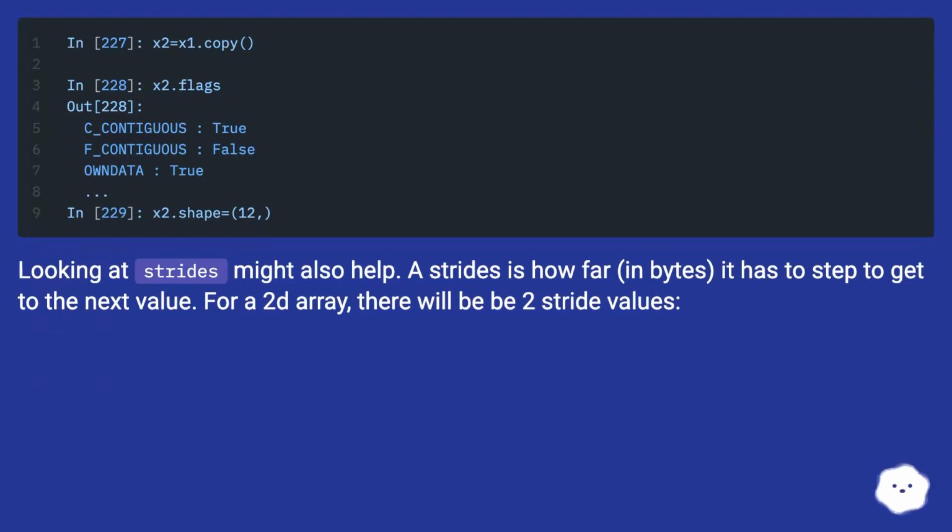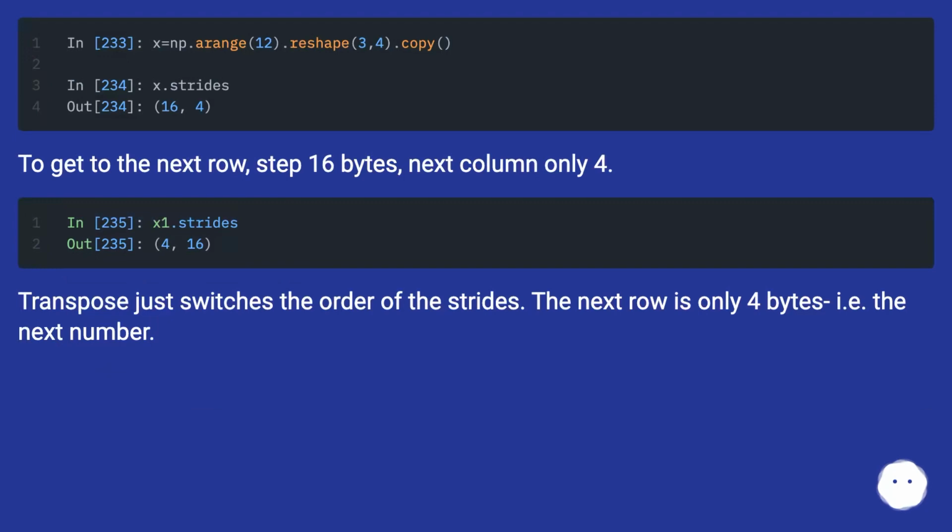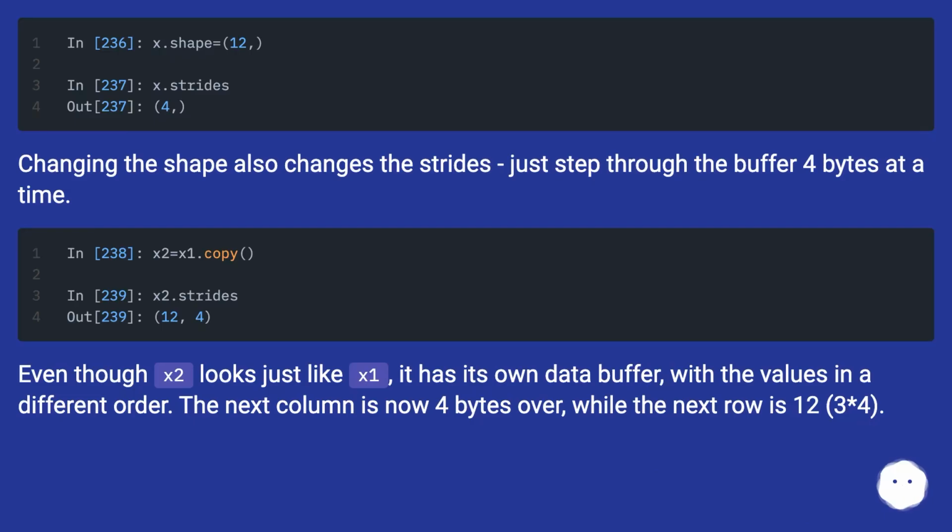Looking at strides might also help. A stride is how far in bytes it has to step to get to the next value. For a 2D array, there will be 2 stride values. To get to the next row, step 16 bytes, next column only 4. Transpose just switches the order of the strides. The next row is only 4 bytes, the next number.